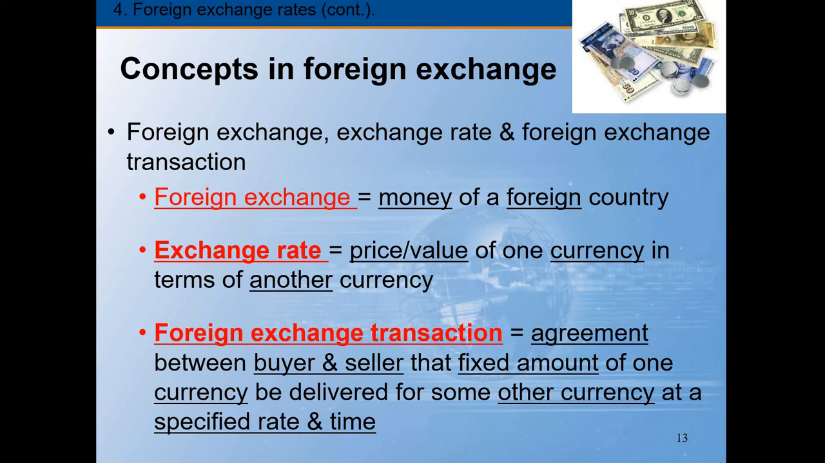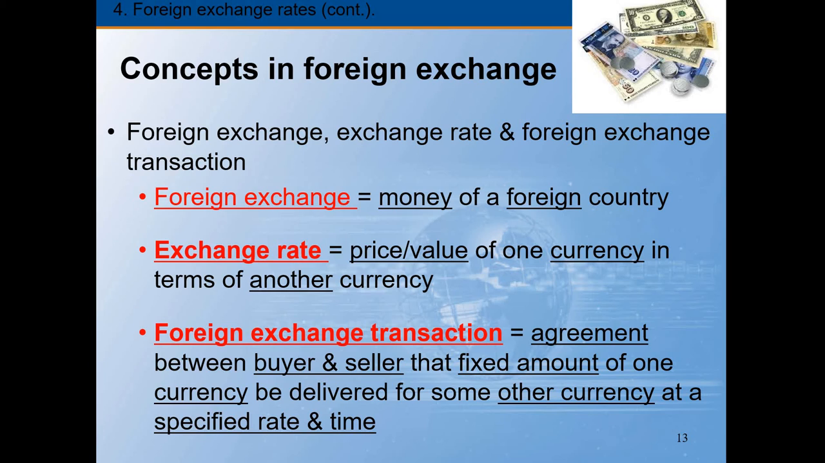Some concepts, guys. We've already spoken about foreign exchange. It is the money of another country. Every country has its own currency. An exchange rate, as we said, is the price or value of one currency in terms of another currency. If you watch the news every evening, they will quote the rand dollar, the rand pound, the rand euro rate, etc. So it quotes the exchange rate as these change over time.